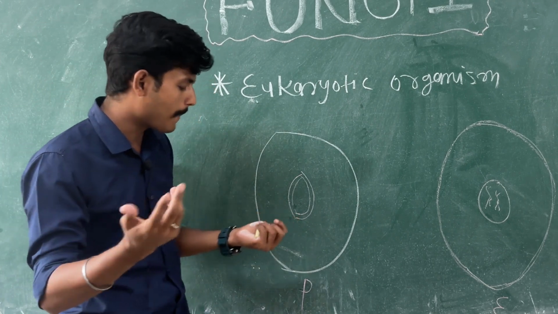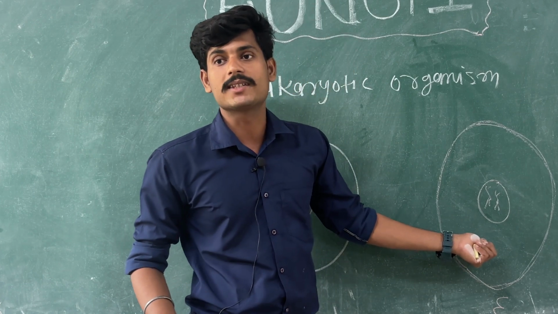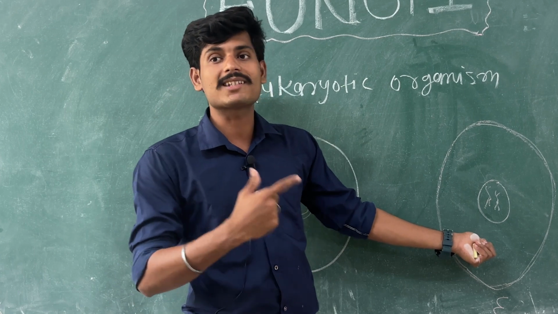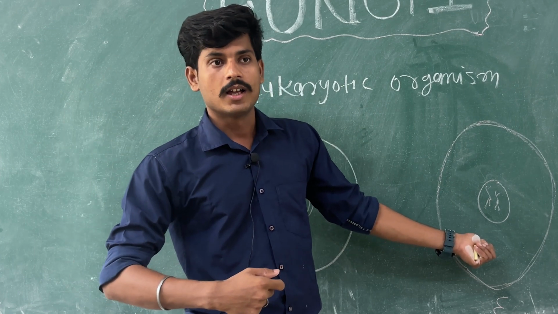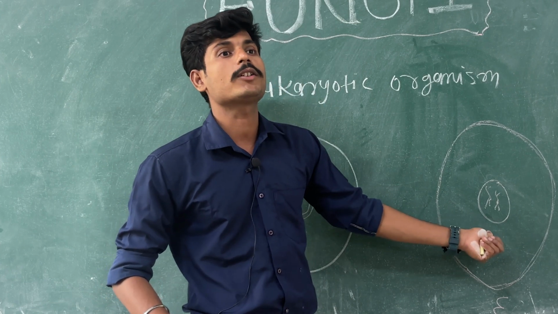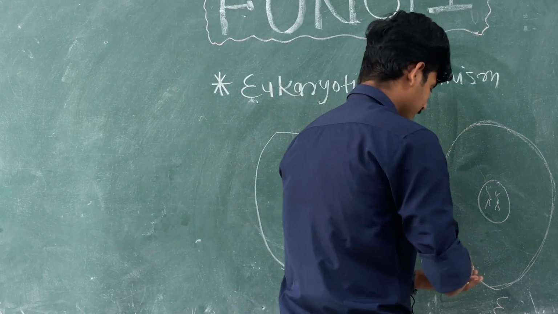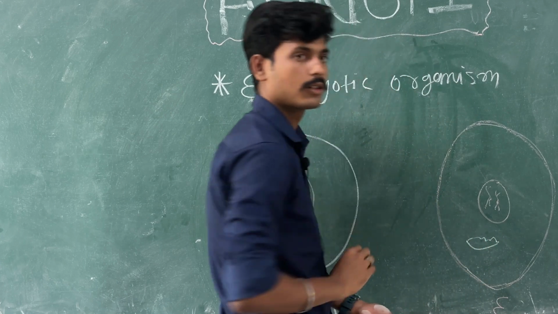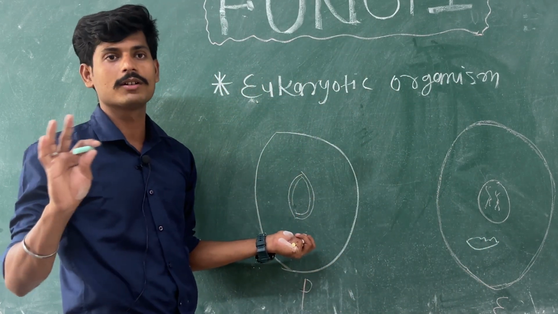Apart from that, the eukaryotic cell is an expensive cell. It means it needs a constant supply of energy. So to compensate for that energy requirement, the eukaryotic cell has mitochondria. Prokaryotic cells do not have mitochondria.